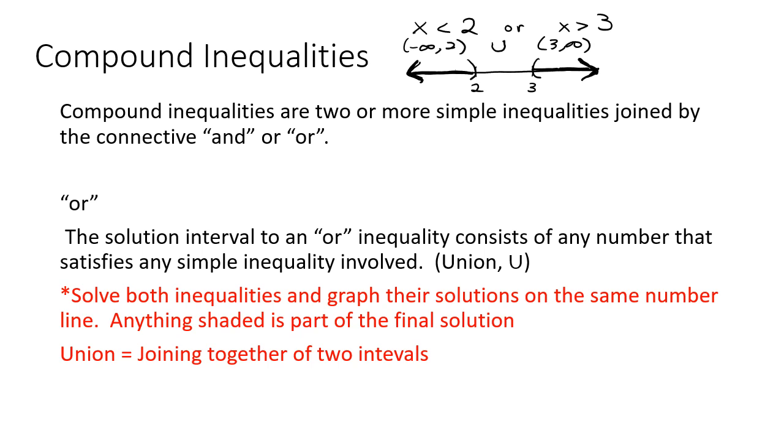All right, so again, to recap, for an or compound inequality, solve both simple inequalities first, and then just plot the solutions on the same number line. Anything shaded is part of the final answer. Anything that isn't shaded isn't.